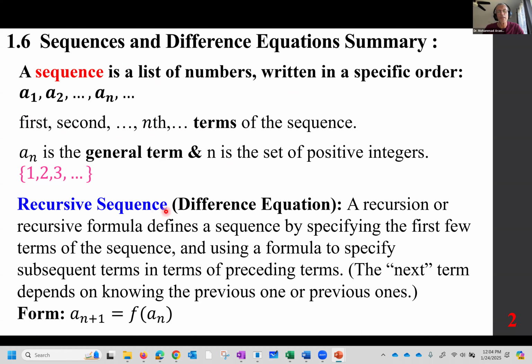Recursive sequence, also known as difference equation. A recursion or recursive formula defines a sequence by specifying the first few terms of the sequence and using a formula to specify subsequent terms in terms of preceding terms. The next term depends on knowing the previous one or previous ones. The form is a sub n plus 1 equals f of a sub n.